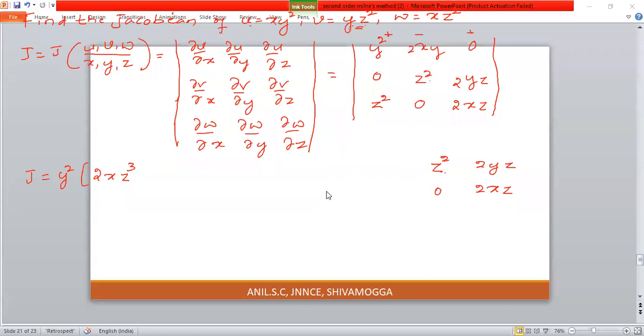Del w by del x, z square; del w by del y, 0; del w by del z, 2xz. That's right. y square into left top to right bottom, z square into 2xz, minus 0 into anything is 0.